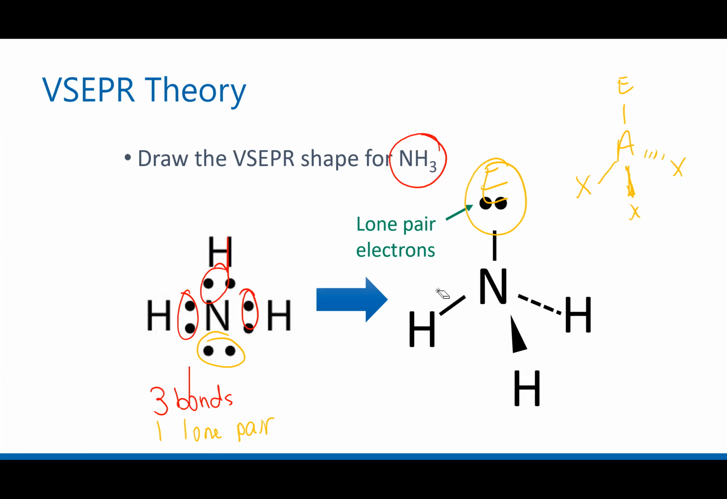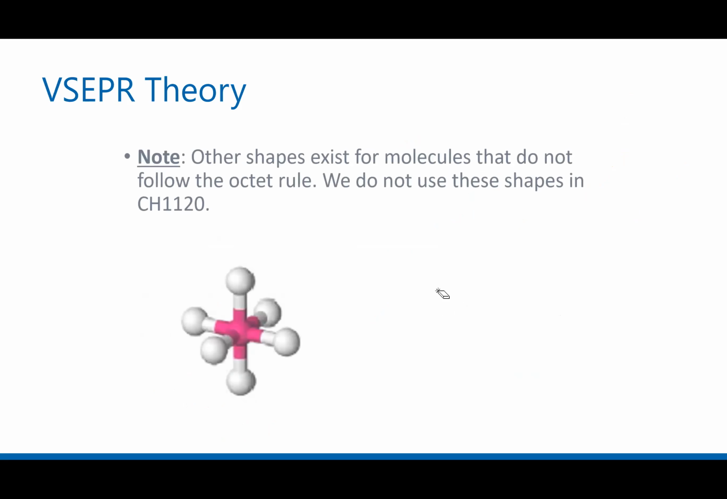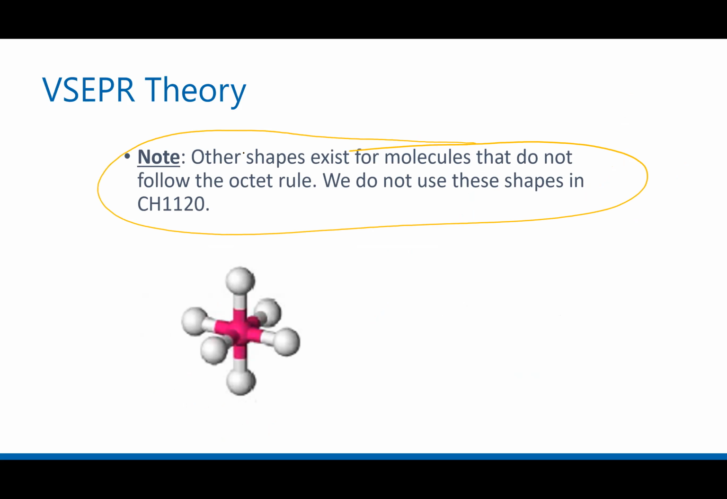Again, I know I went a little quick through those two, but it's a lot better if you and I can do it from scratch. There is one thing I'll mention to you though, some good news. There are other shapes that exist. And if you look in your data booklet, you'll see them. But we do not use these shapes in this chemistry course. The reason they're in your data booklet is because your data booklet is for all chemistry courses. So some people in different programs use different parts of the data booklet. So let me explain what I mean there.